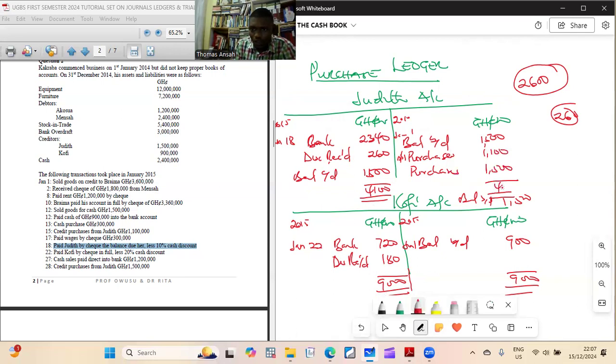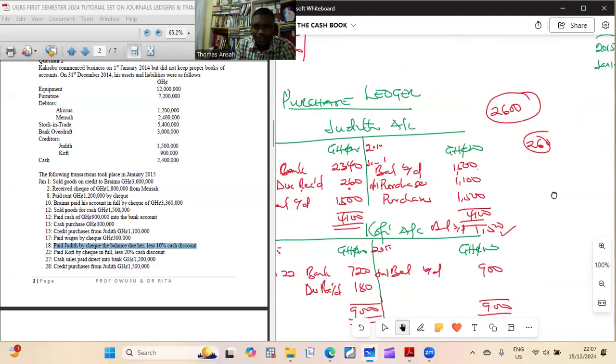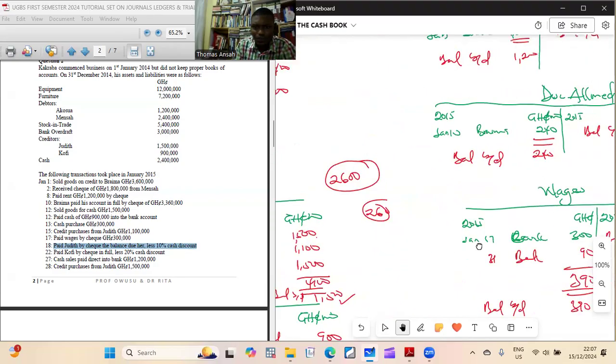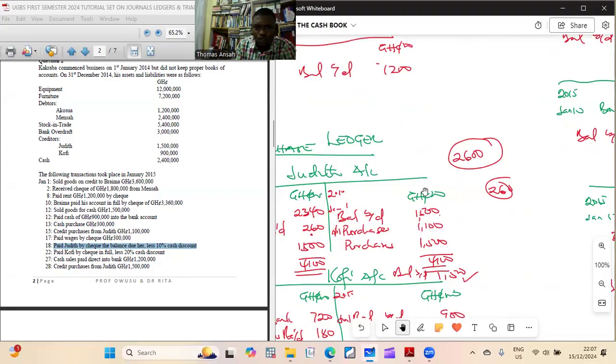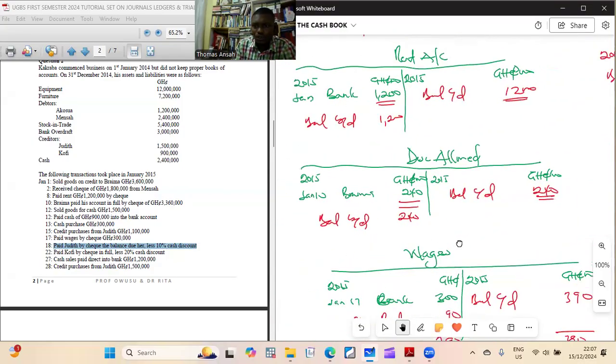So here is 4,100 because this one will cancel this. Then the 1,005 will stand. So the 1,005 is okay. However, our discount should change to 260. So the discount received should be 260, and here should be 2,340. Wow.